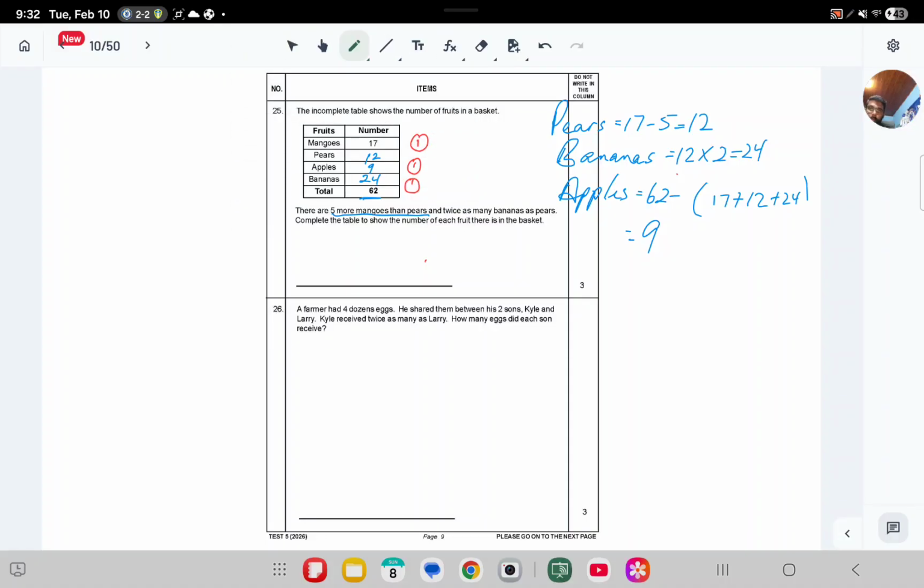Number 26. A farmer had 4 dozen eggs. He shared them between his 2 sons, Kyle and Larry. Kyle received twice as many as Larry. How many eggs did each son receive?